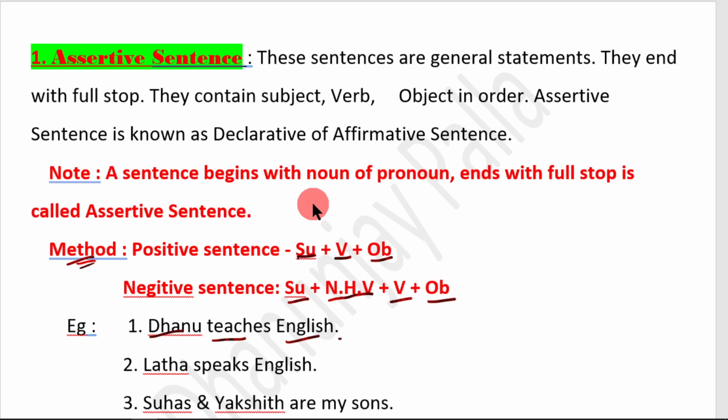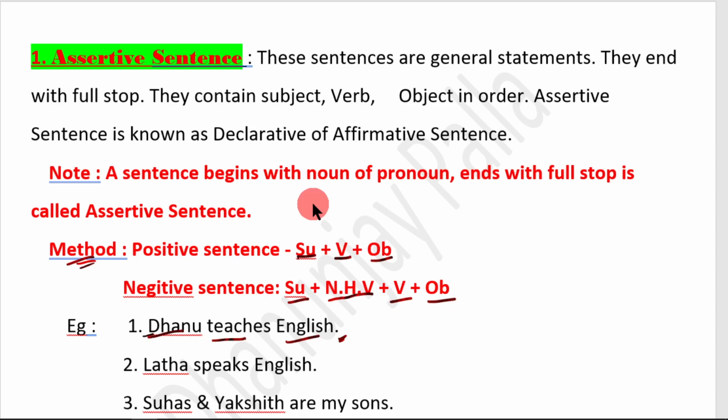This sentence ends with the full stop. So we have to call this the assertive sentence. At the same time, how we formed this assertive sentence, we have learned, right? ఈ assertive sentence ఎలా ఫామ్ చేసినామో తెలుసుకున్నాం కదా. సబ్జెక్ట్ యూజ్ చేసాం, దాని తర్వాత verb, దాని తర్వాత ఆబ్జెక్ట్ యూజ్ చేసాం. At the same time, this sentence begins with the capital letter, ends with the full stop.